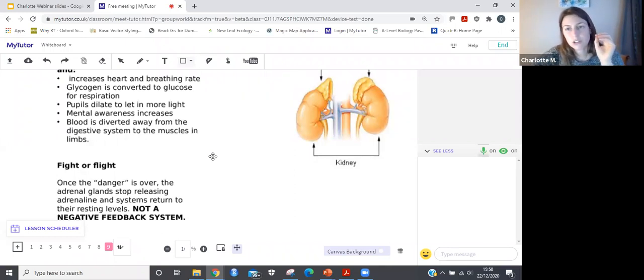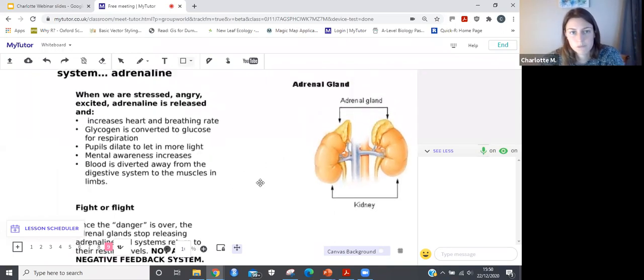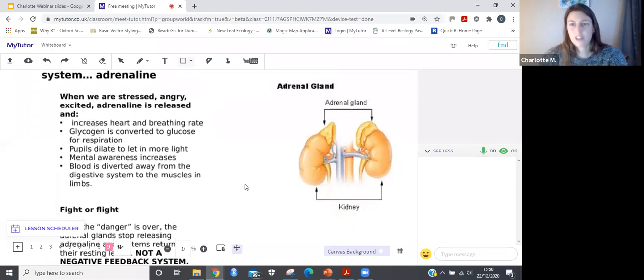And this is not a negative feedback system. We're not aiming for a constant level of adrenaline in our blood. It's just there when we need it for that fight or flight response. And there's quite a subtle difference there, but it's a really important difference to notice. You're not working to try and maintain a constant level. It either happens or it doesn't.